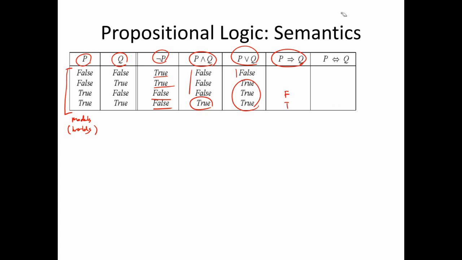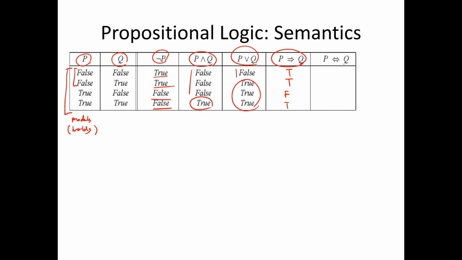Now let's consider the worlds in which P is false. What value does Q have to have in order for P implies Q to be true? It turns out that the value of Q doesn't matter. In either case, P implies Q is true. This may sound a bit unintuitive, but if you think about what P implies Q means, it would make sense, right? P implies Q says, if P is true, then Q has to be true. But if P is not true to begin with, then we know nothing about Q.